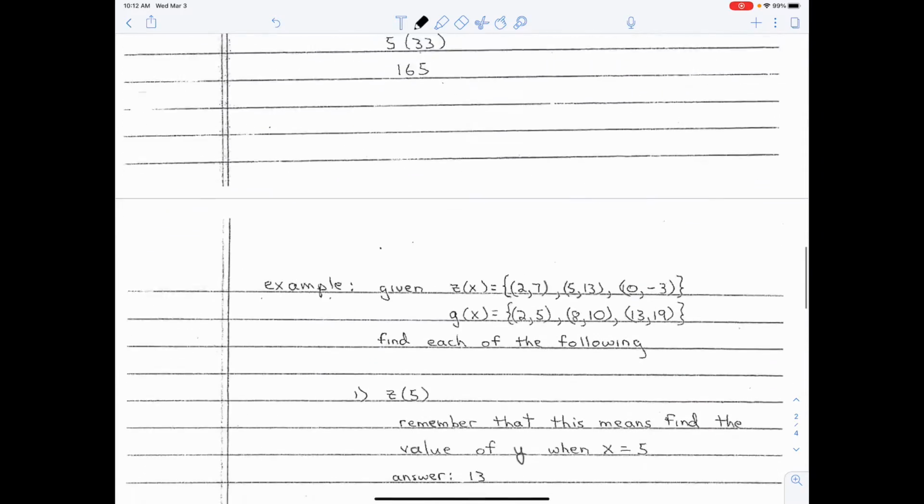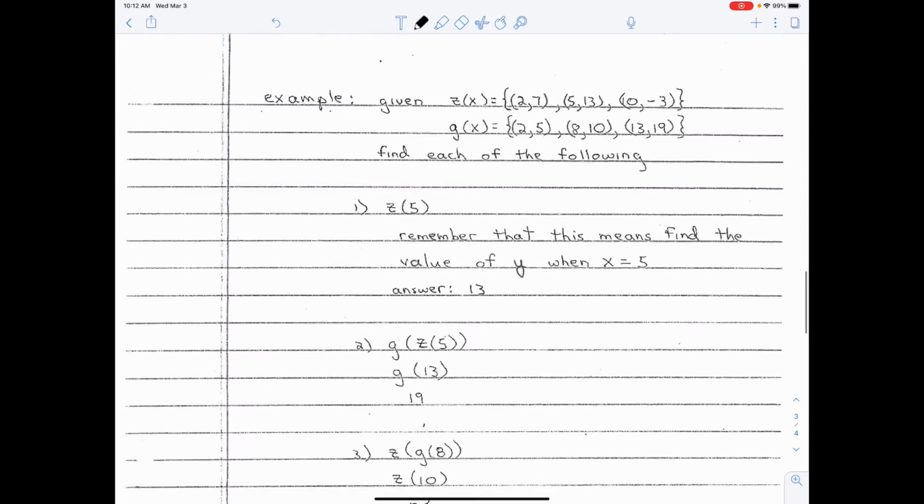Okay? Now, we could do this also with points. Remember, what z of 5 means is find the value of y when x equals 5. So we go to the z function, and when x is 5, what's the corresponding y coordinate? 13. So the answer is 13.